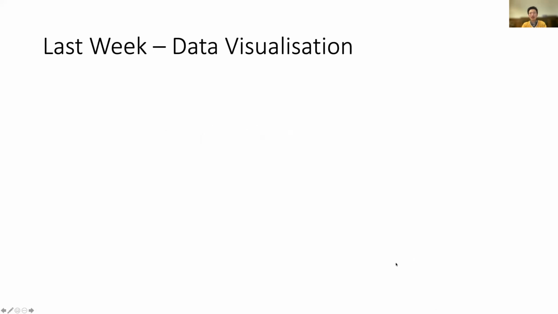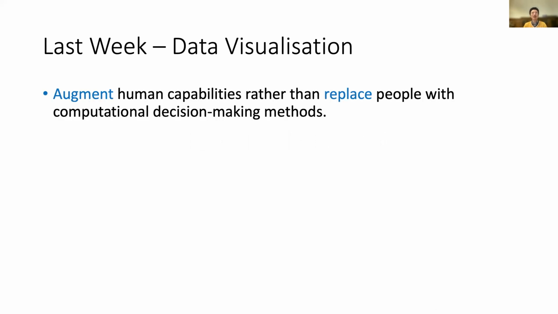As we said, we're going to go through what we covered last week quickly. Last week, we started with explaining what visualization is, and what makes it unique and different from other ways to analyze data. The first thing is it's augmenting human capabilities rather than replacing them. So it tries to work with humans rather than replacing humans completely, in the analysis and decision making.